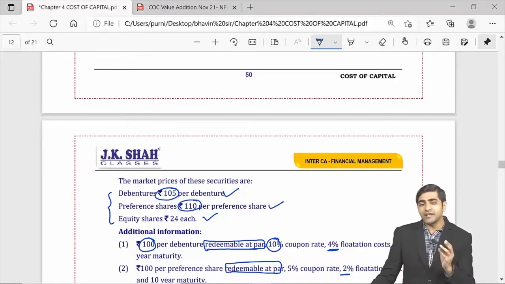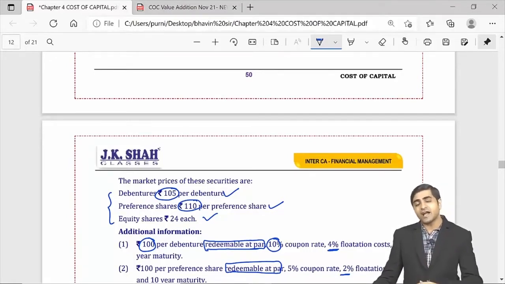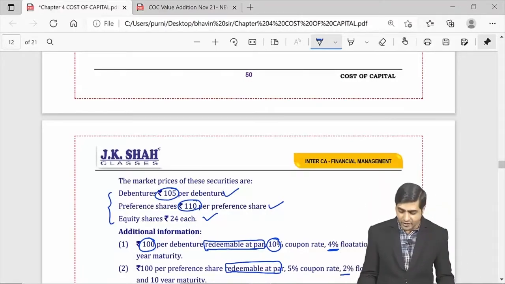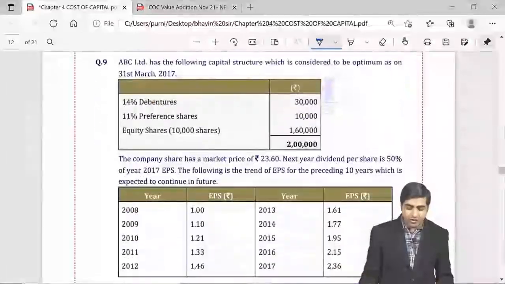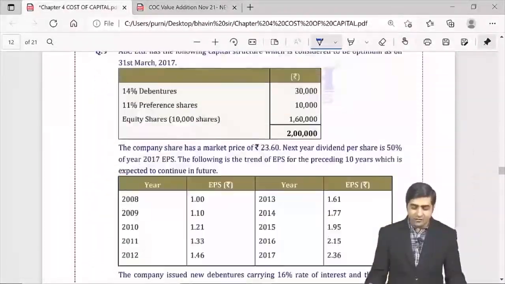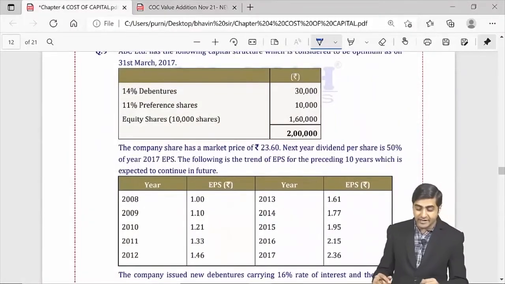But whatever your KD, KP, KE which you have calculated, you are going to substitute, whether it is book value weights or market value weights, and you will do it accordingly. Okay. So this question, my dear students, I want you all to just go through it once before your examination. Similar to this, now my dear students, we are going to revise this question number 9 as well.